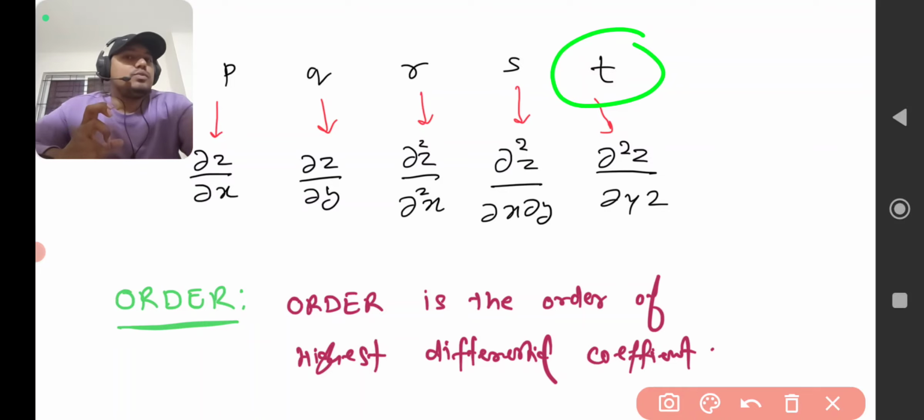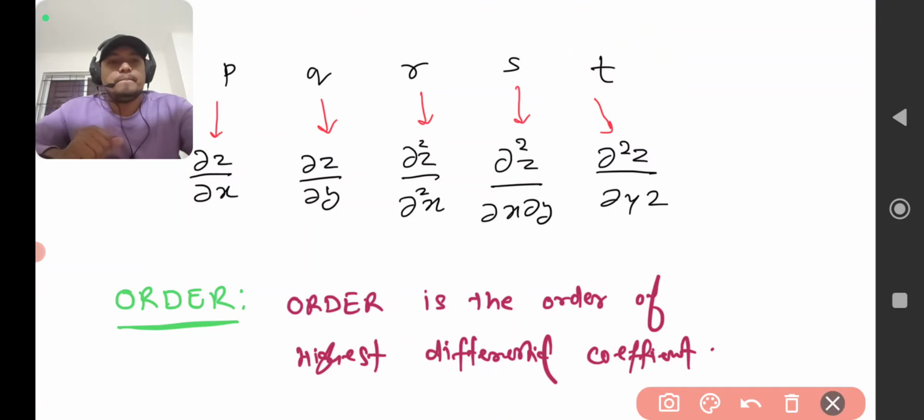Whenever you see p, q, r, s, t in the equation or the question, you should know the meaning of each. First close your eyes and try to recall what p was. Dou z by dou x, q dou z by dou y. When you come to r, differentiate dou z by dou x again with respect to x, then s is dou z by dou y differentiated with respect to x, and t is dou z by dou y differentiated in the last with respect to y.